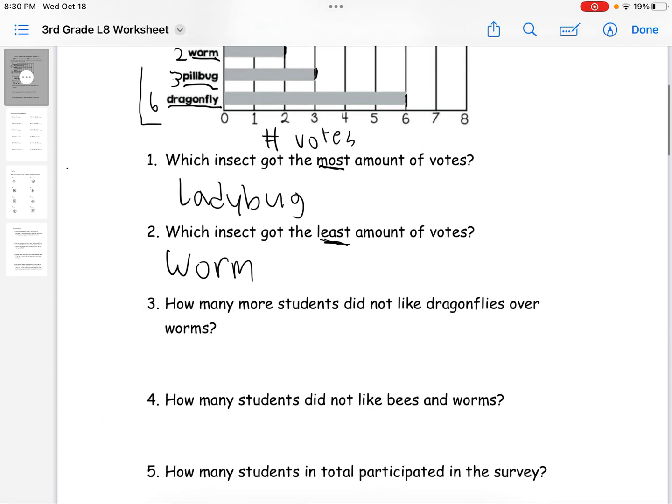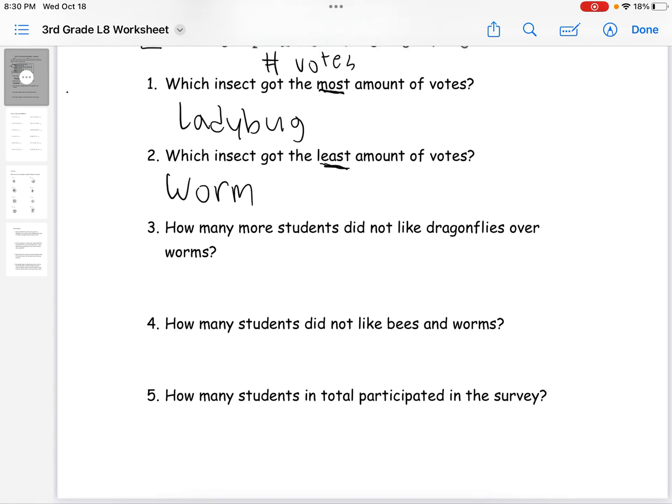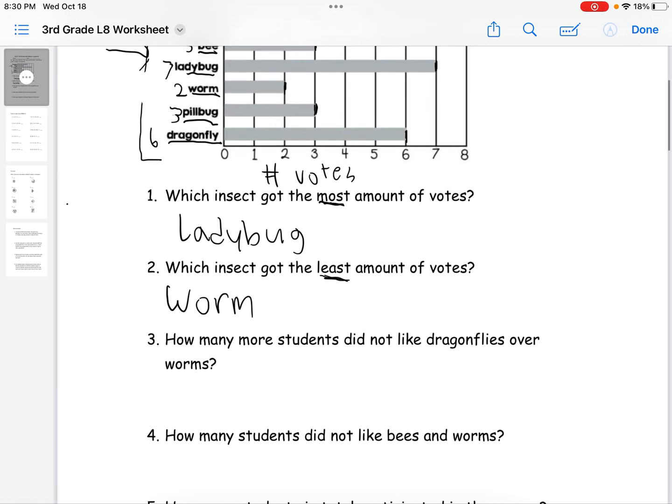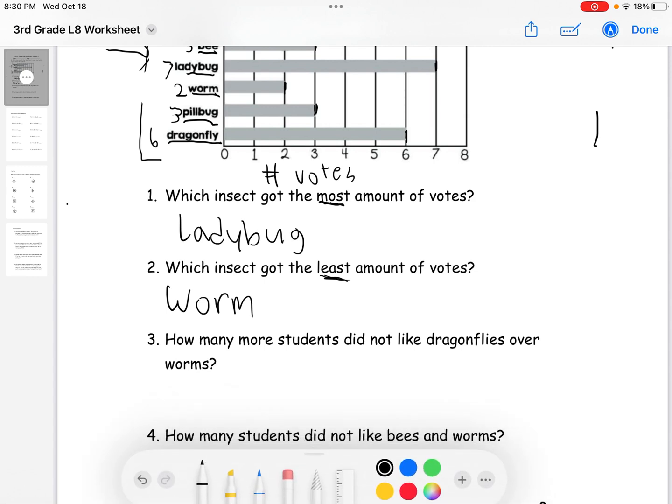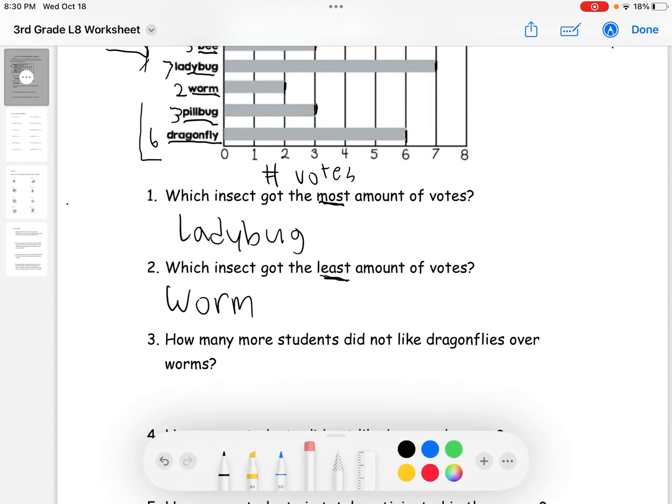Okay. And number 3 asks, how many more students did not like the dragonfly over the worms? So we'll be comparing the dragonfly, which has 6 votes, and the worm, which has 2 votes. So if we just do 6 minus 2, which equals 4. So we can say 4 people, or instead of people, be more specific, it will be 4 students.